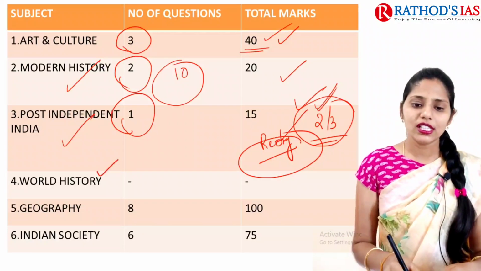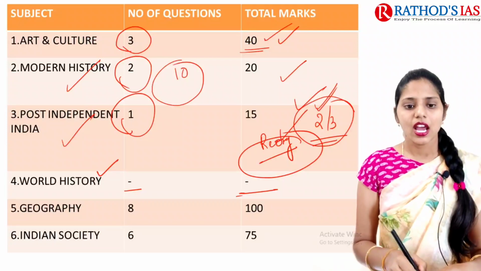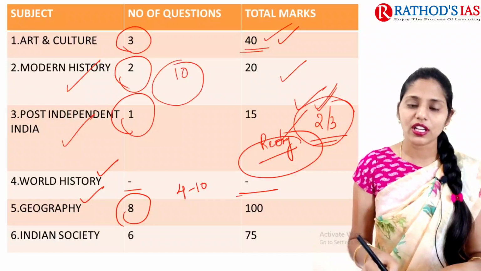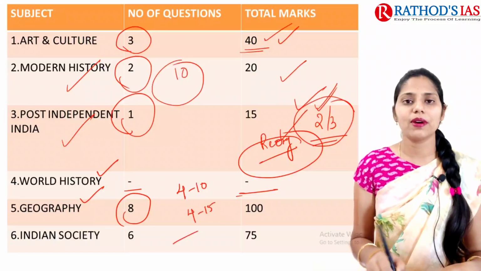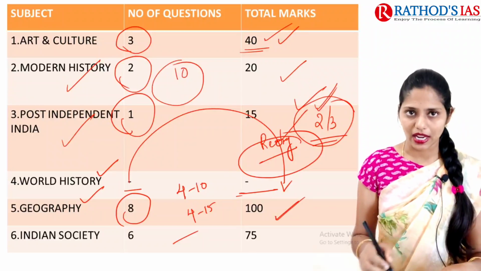And from world history, there is no question this year, so the contribution is 0 marks. And from geography, you got 8 questions, so 4 questions of 10 markers and 4 questions of 15 markers. So the total contribution from geography this year is 100 marks.